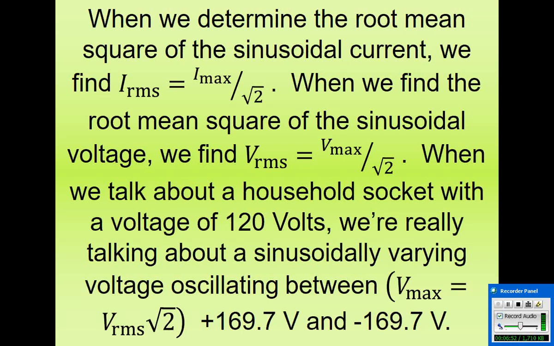We think of our household outlets as providing 120 volts. That's the root mean square value. It's not the maximum value. The actual maximum value would be 120 times the square root of 2, which means that the maximum voltage we get is actually 169.7 volts. So when we have an AC voltage source and we use one of our electrical outlets, it's actually a voltage that is sinusoidally oscillating from positive 169.7 volts all the way to negative 169.7 volts and back again.